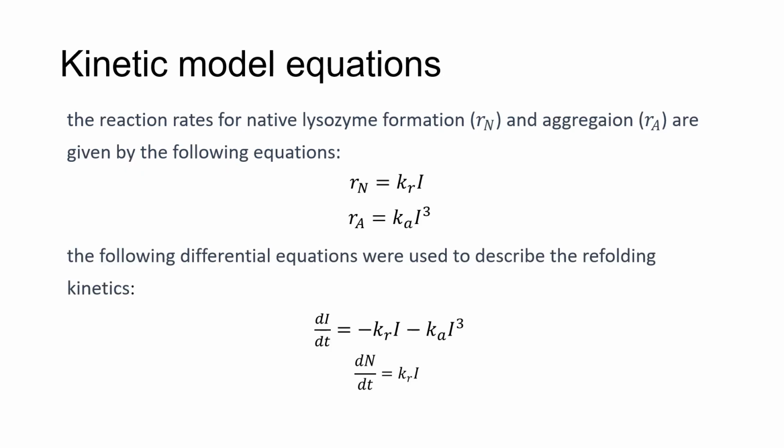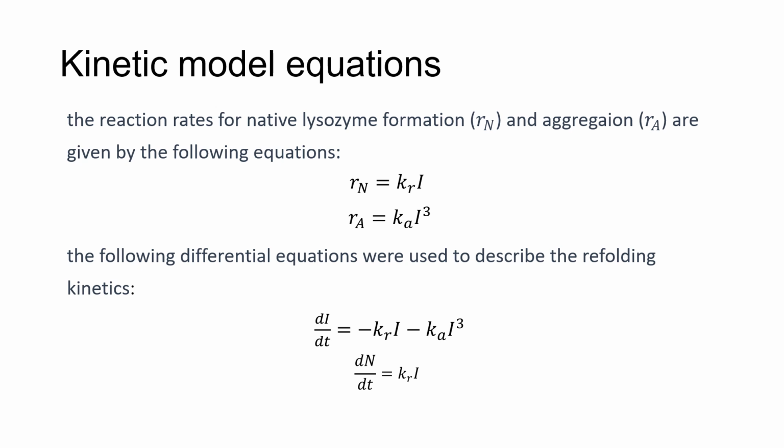When it comes to lysozyme refolding, the conversion from D to I occurs within a few milliseconds, allowing for a further simplification of the refolding kinetics, modeled as simultaneous formation of native lysozyme and aggregates from transient intermediates. Refolding of lysozyme is a first-order reaction since it involves a single molecule.